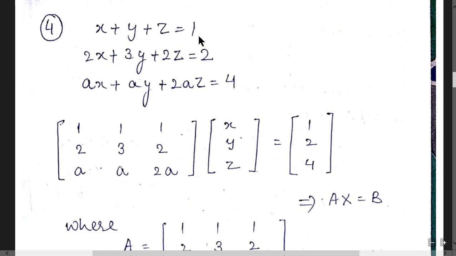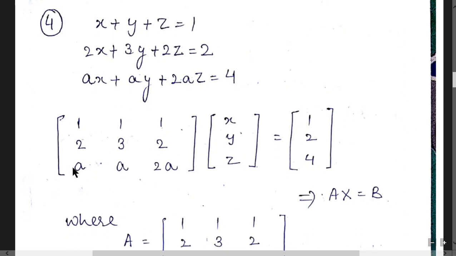x plus y plus z is equal to 1. 2x plus 3y plus 2z is equal to 2. ax plus ay plus 2az is equal to 4. Now convert this set of equations into matrix form. First of all, the constants 1, 2a, then 1, 3a and 1, 2, 2a. Then x, y, z in the second matrix, that is a column matrix, and 1, 2, 4 on the right hand side. This value is equal to A.